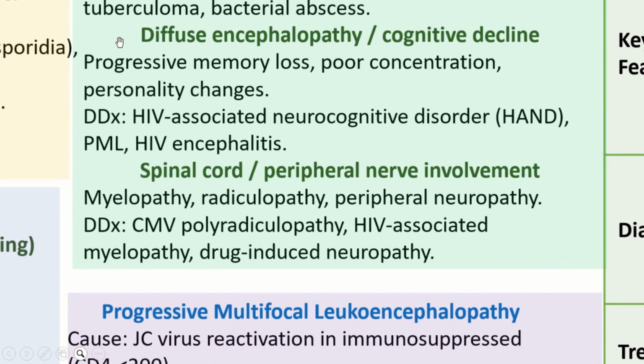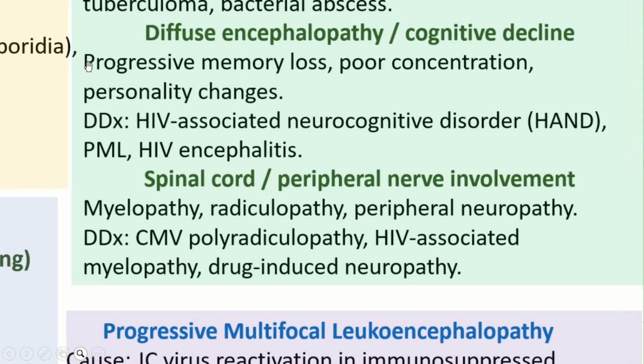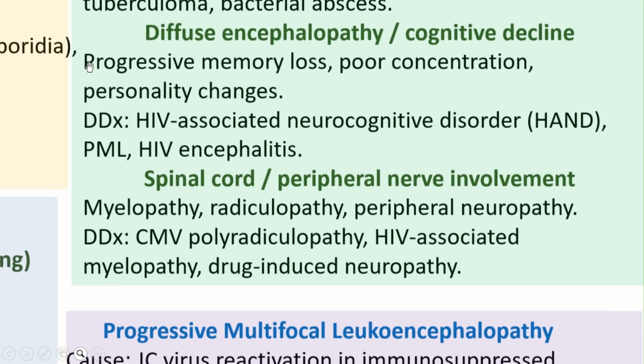Then we go to diffuse encephalopathy or cognitive decline. People may come with poor memory, poor concentration, personality changes. With all of these coming in someone who has HIV, we have to consider that maybe they have an HIV-associated neurocognitive disorder, which is called HAND, or they have progressive multifocal leukoencephalopathy, the PML. And this one we're going to look at further in a short time. Then we have HIV encephalitis, which could also be causing this diffuse encephalopathy.